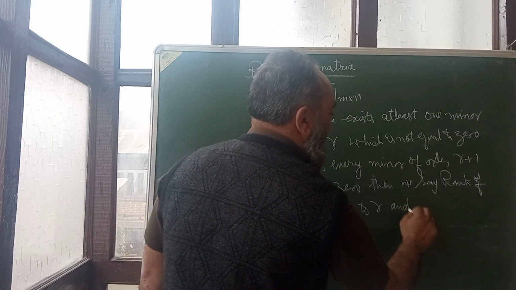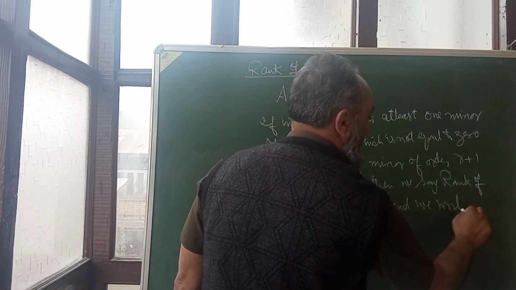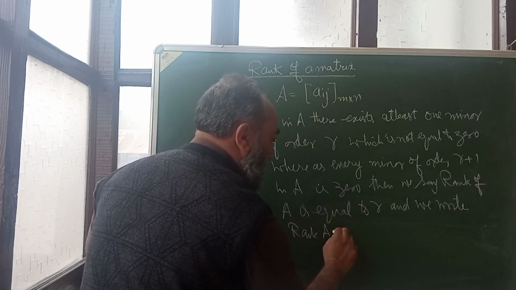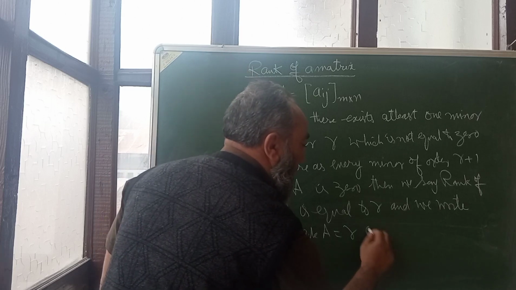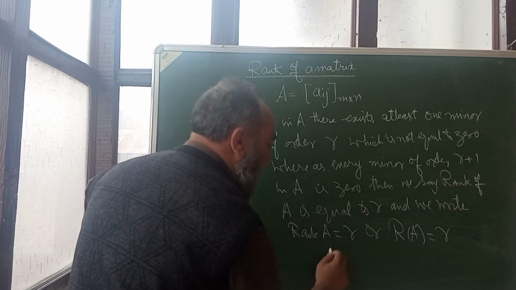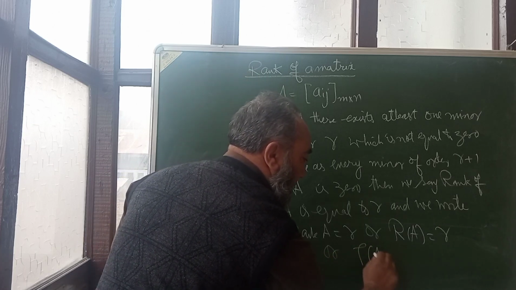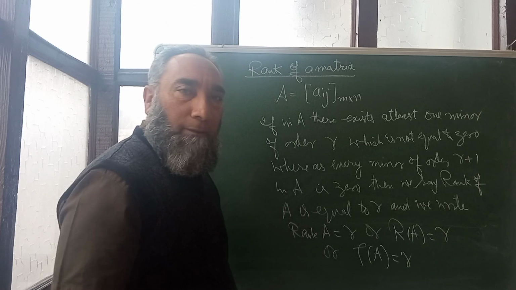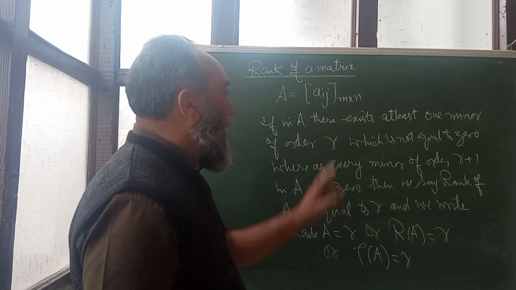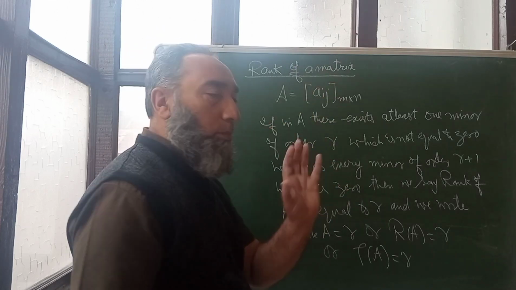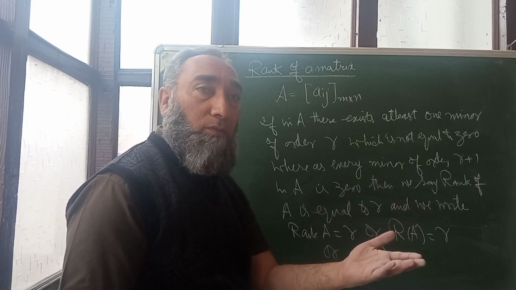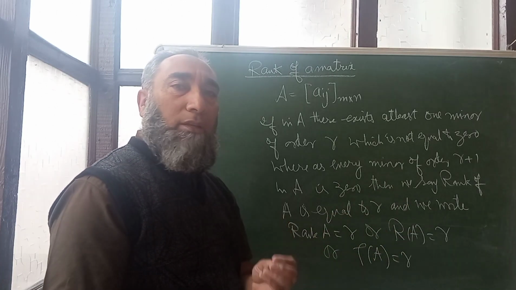and we write symbolically rank A equal to R, or RA equal to R, or rho A equal to R. So if you have a matrix of order m by n, and in this matrix you have a minor of order R which is not equal to 0, whereas every minor of order R plus 1 in A is 0, then we say rank is equal to R.